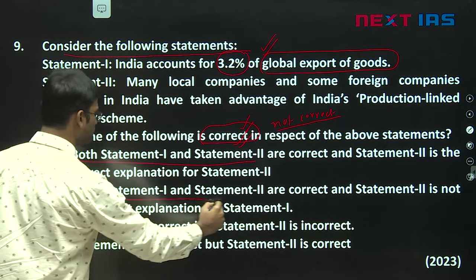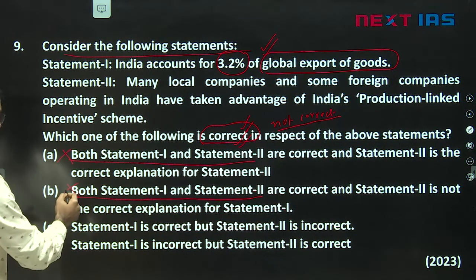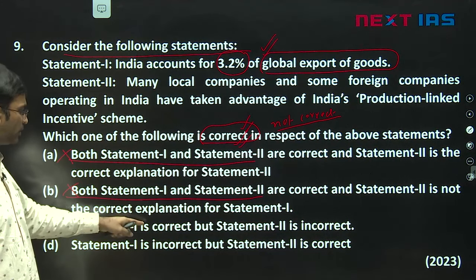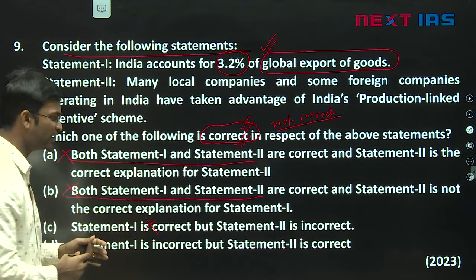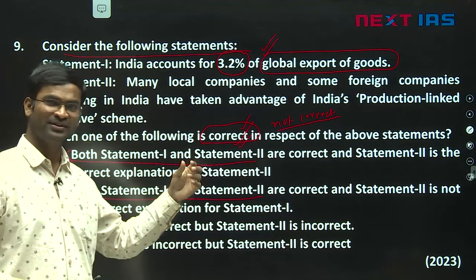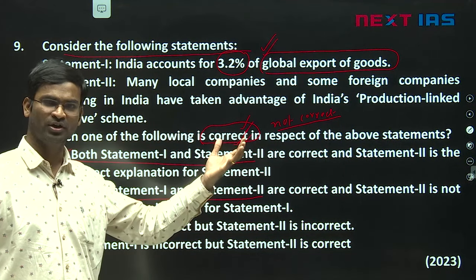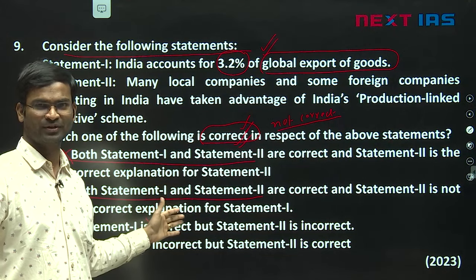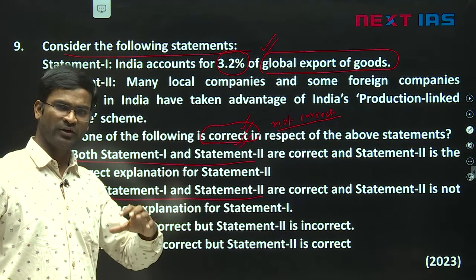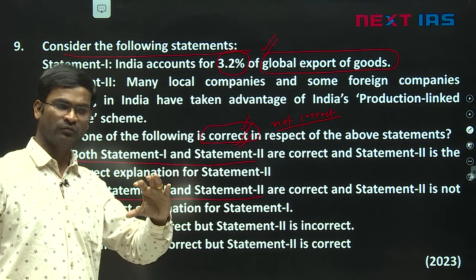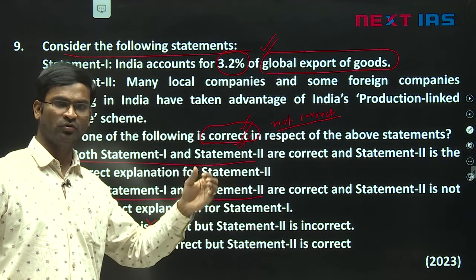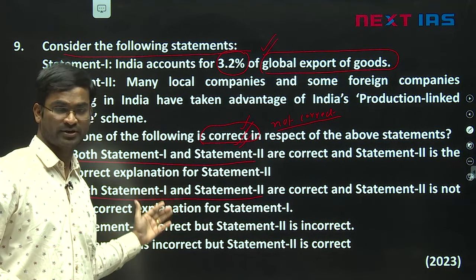Both statement 1 and 2 are correct. Again we can eliminate B. Statement 1 is correct. We can eliminate here. So here the beauty is, once you know small data about India's exports share in the global exports, we can eliminate the first 3 options. Nowadays people say elimination has become tough. Again we can do logical guessing, we can easily eliminate here.